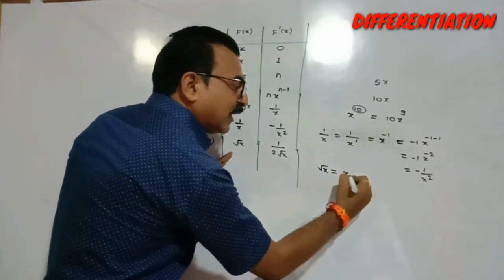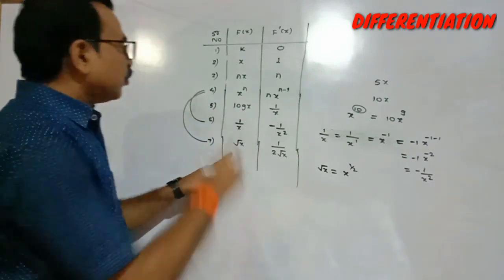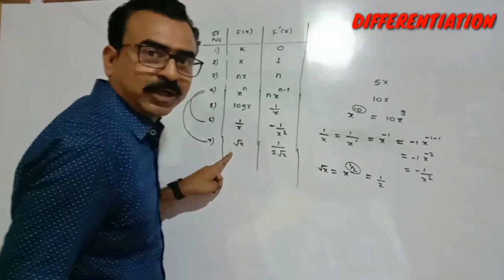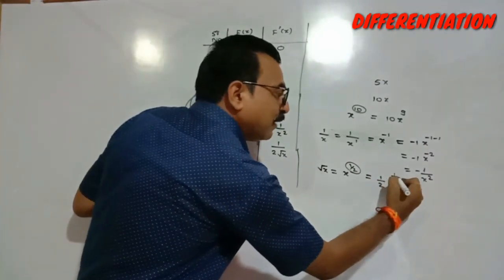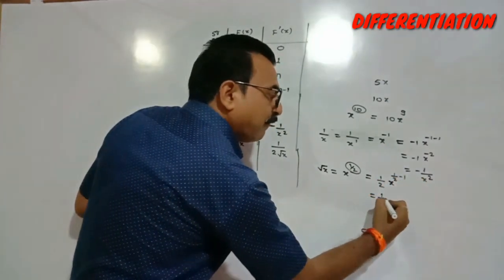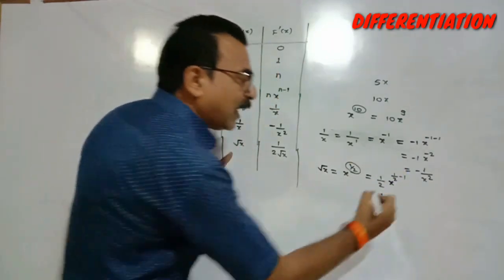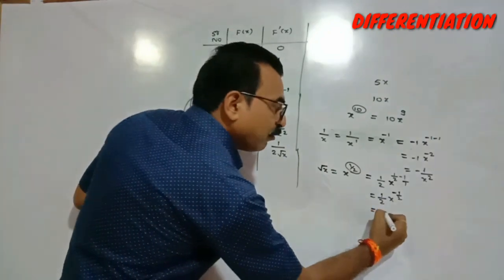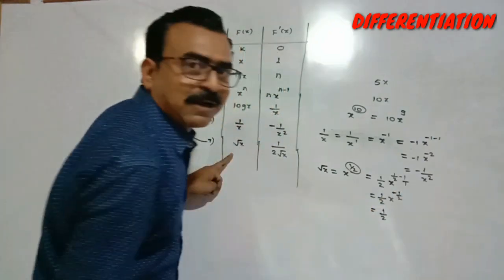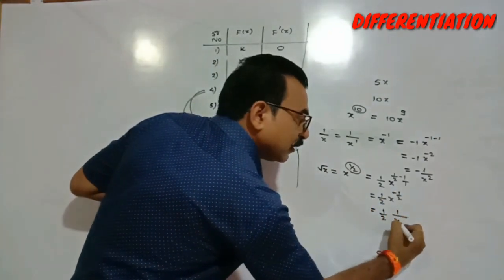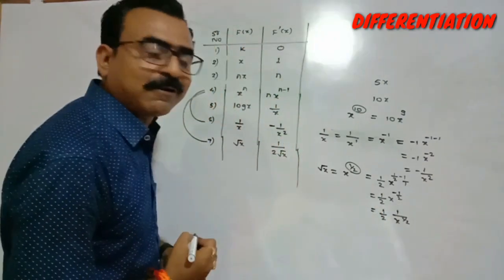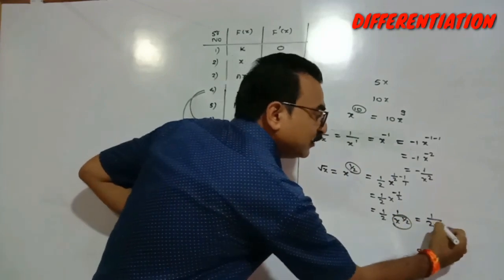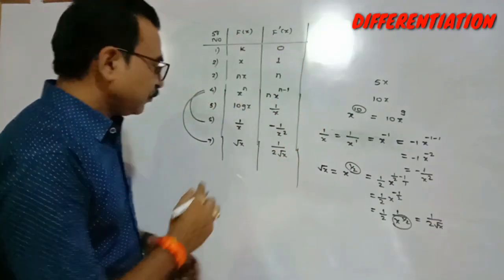It is also written as x raised to power 1 by 2. So according to this formula, take this power as a coefficient and reduce the power by 1, which means 1 by 2 minus 1. So 1 by 2 x raised to power 1 by 2 minus 1, which means minus 1 by 2. That is 1 by 2 x raised to power minus 1 by 2, in a denominator 1 by x raised to power 1 by 2. So 1 by 2 and x raised to power 1 by 2 means root x.